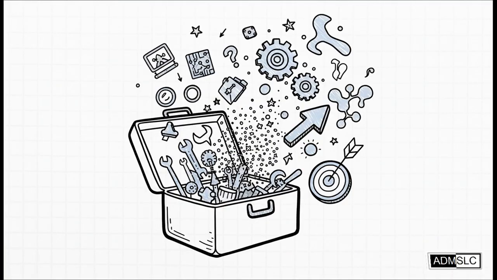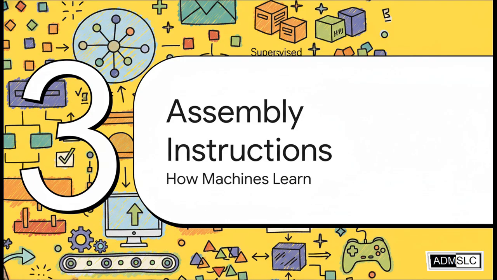Now this slide really gets to the heart of what algorithms are all about. It's not just one magic recipe, it's more like a massive toolbox. Just like a carpenter has all sorts of different saws and hammers for different jobs, a data scientist has hundreds of different algorithms. The real skill is knowing which tool, which specific algorithm, is the right one for the job you're trying to do. Okay, let's move on to the instruction manual.